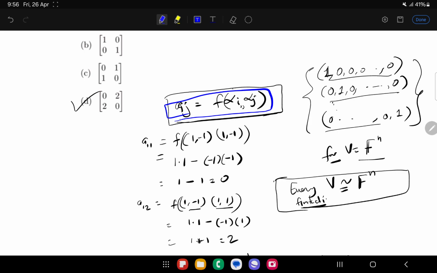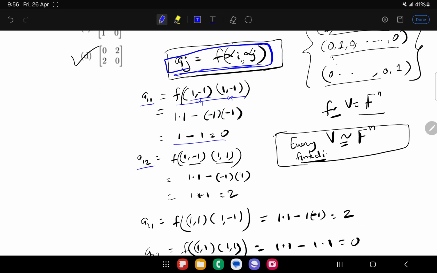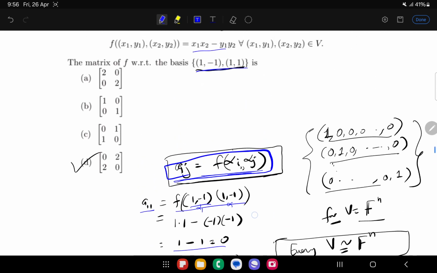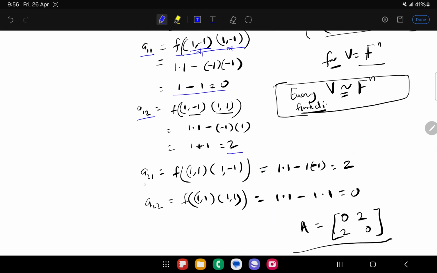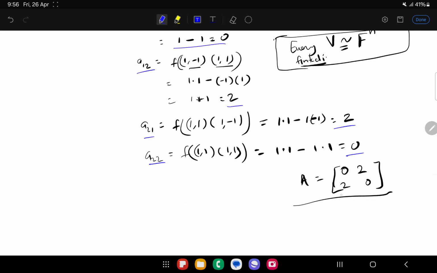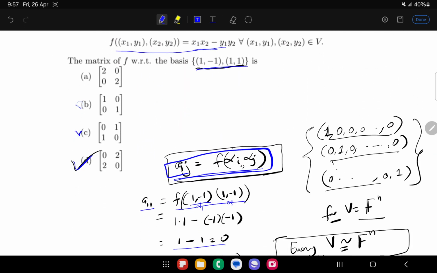Okay, so we have orthogonal basis alpha i, alpha j. Now we can calculate matrix representation of f, and a11 will be calculated like this. Here alpha 1, this is also alpha 1, calculate it is 0. a12, similarly put these values in f defined here, so you will get a12 is equal to 2, a21 is equal to also 2, and a22 will become 0. So you get the matrix [0 2; 2 0], and option D is correct. Every other option is incorrect.